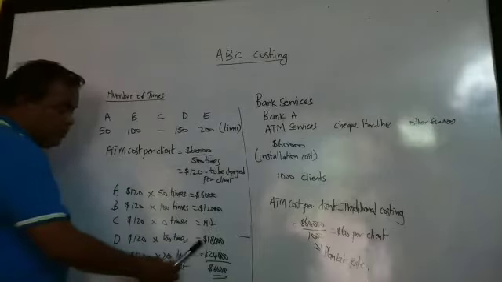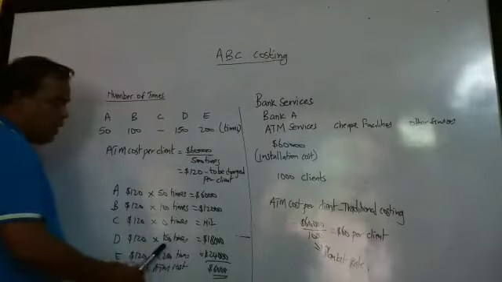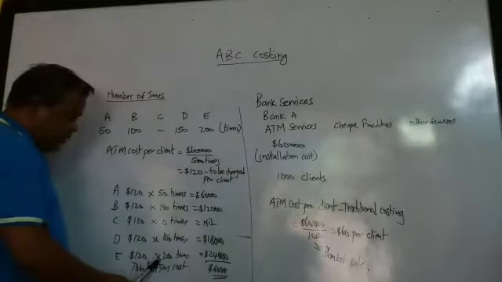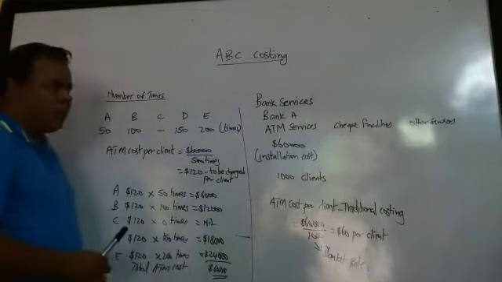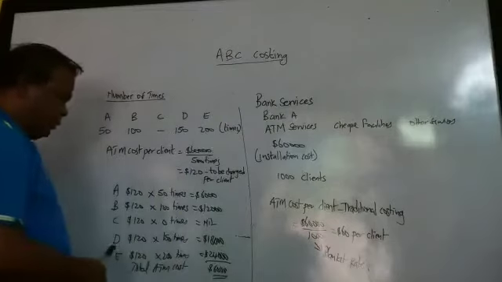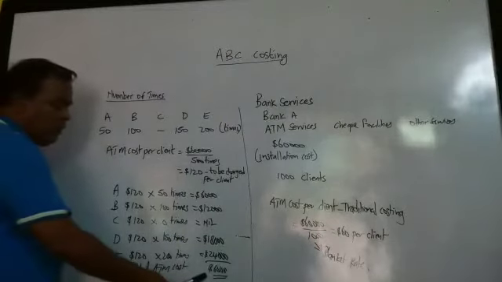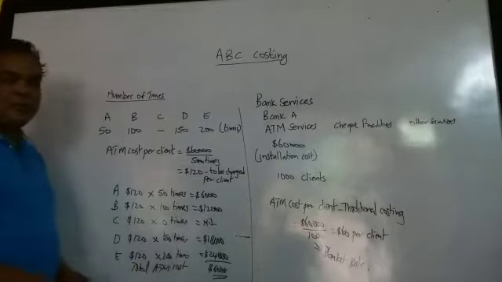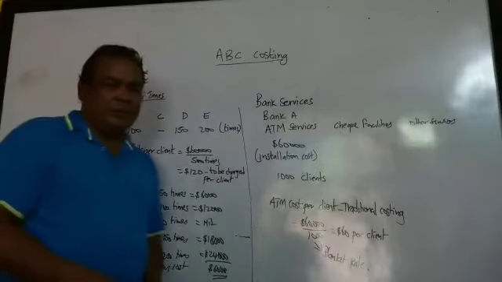D is using 150 times, so he will have to pay $18,000. E is using 200 times, therefore he will be charged $24,000. In total, the cost of ATM is $60,000. This will reflect the accurate cost of the client.